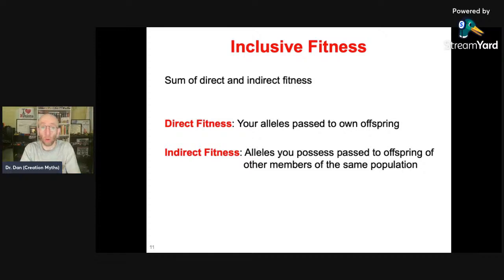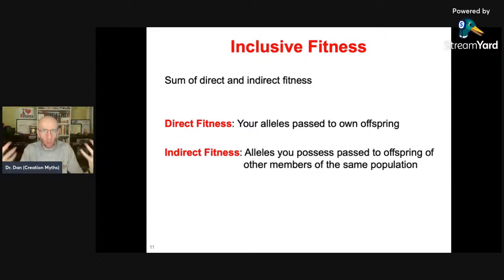Indirect fitness are those same alleles, the alleles you possess, but they are passed from other members of the population to their offspring. So it's those same alleles going from parent to child, but through other members of that population. That still counts as fitness for those alleles. It's those alleles moving to the next generation. It's not your reproduction, it's somebody else's. So we call that indirect fitness. And when you combine direct and indirect fitness, we call that concept inclusive fitness. It's the total representation of those alleles in the next generation, independent of the source.